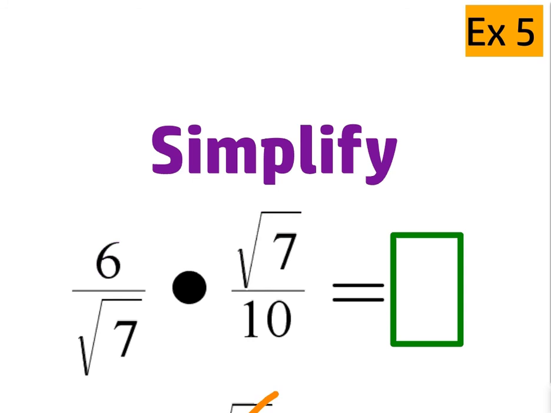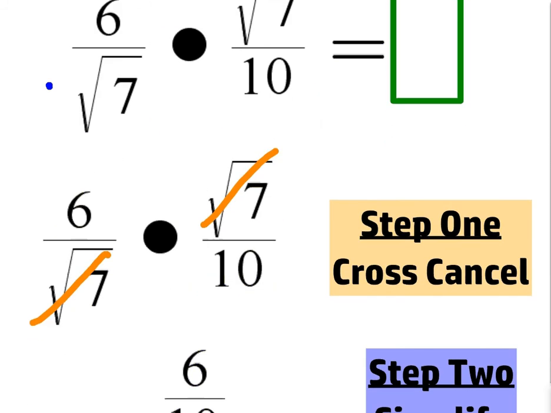Okay, 6 over the square root of 7 times the square root of 7 over 10. So what do we have the same on the top and bottom? Well, if you're looking, there's a square root of 7 in the bottom of this fraction, and the square root of 7 on the top of this fraction. So that's going to mean cross cancellation.